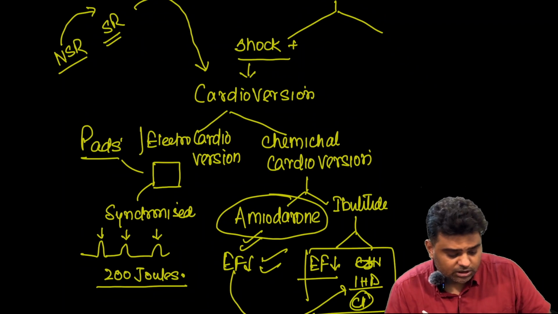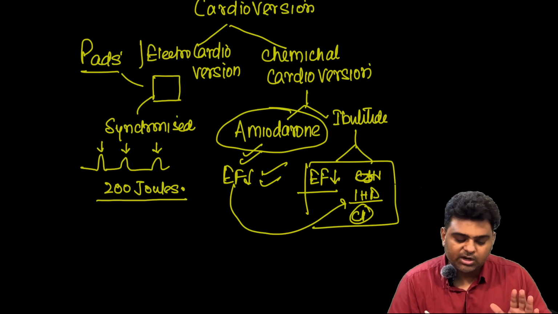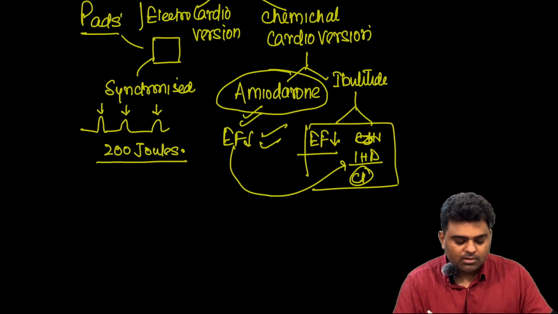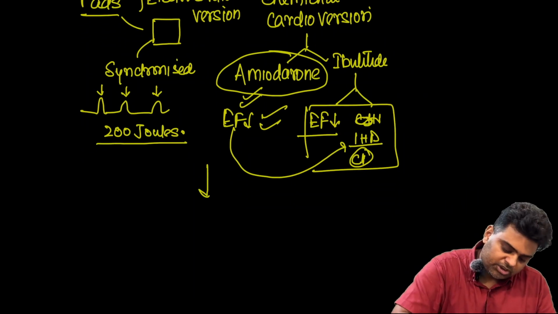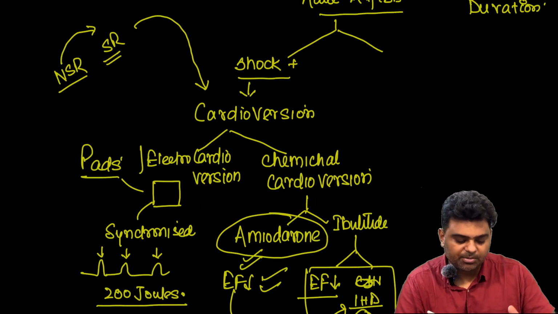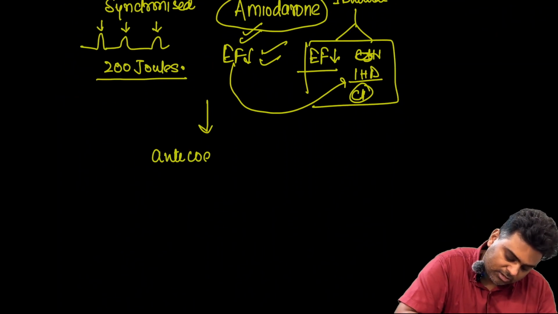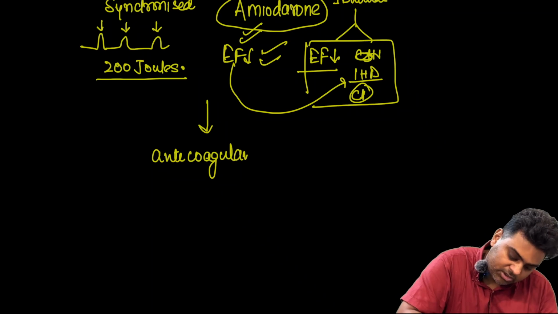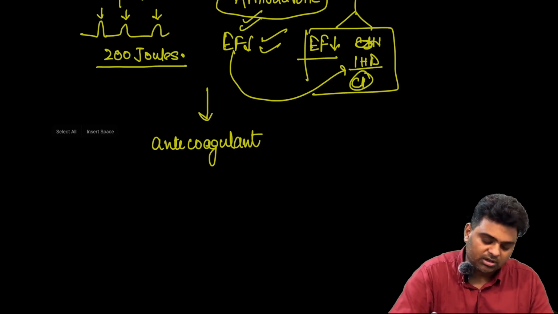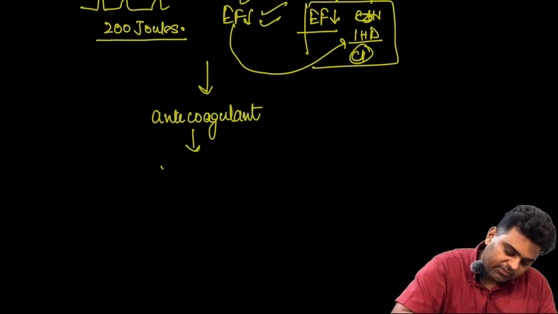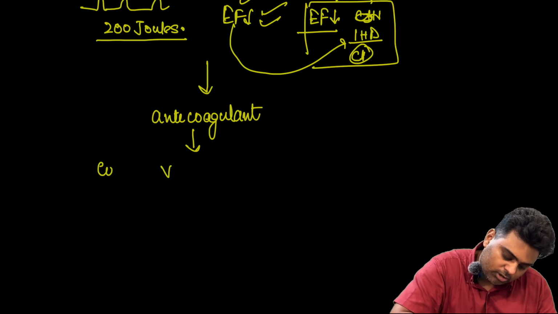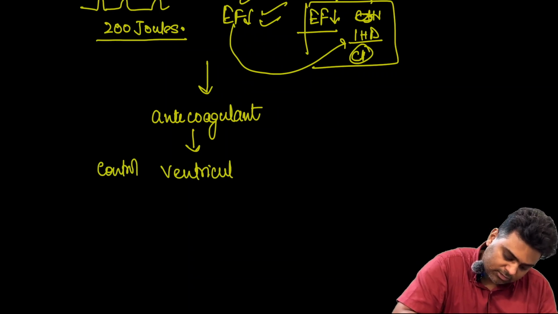Now, after doing cardioversion, this is the first thing that we will do, cardioversion if the patient is in shock. Second, we will start anticoagulant. We will discuss which anticoagulant is to be used. And the third thing is we will control the ventricular rate.